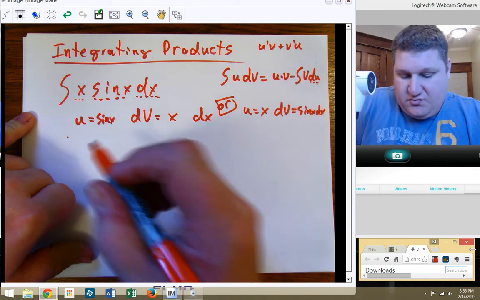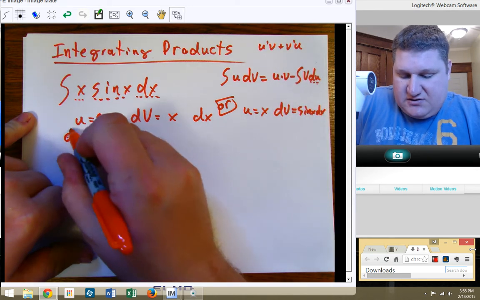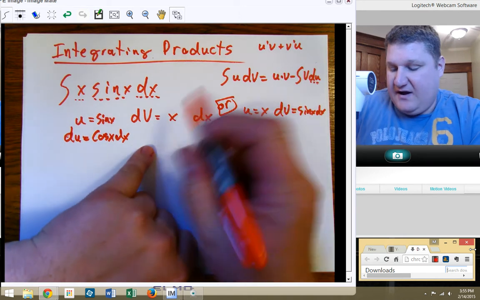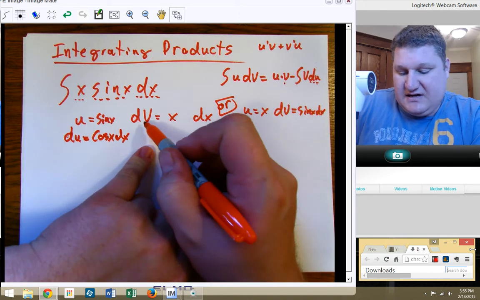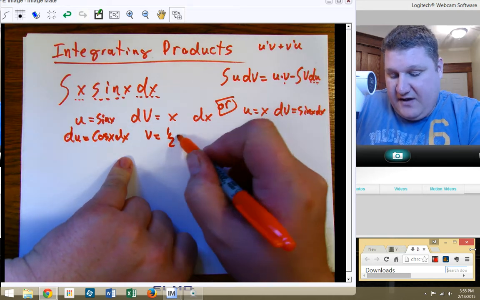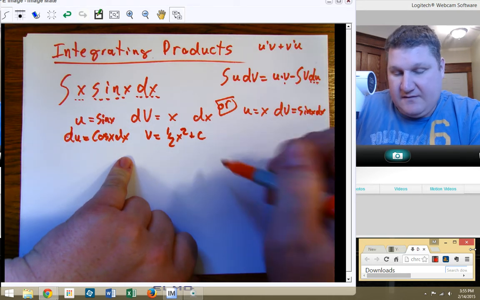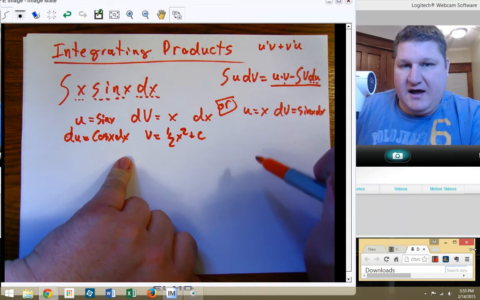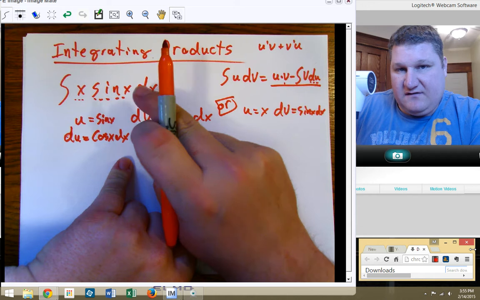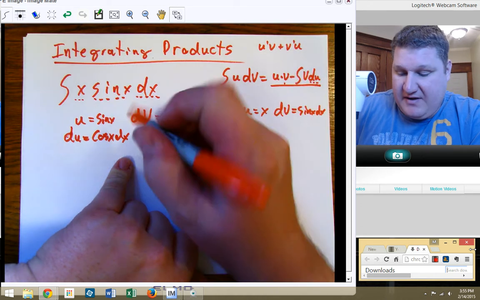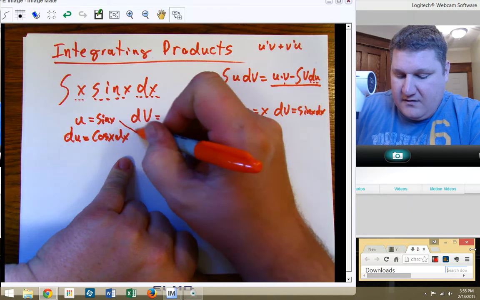If I attempt to use u as sine x and dv as x dx, I'm going to need a differentiation, a du. So to find du, that's going to be cosine x dx. If I need a v, that means I need to integrate this side. V is going to equal 1/2 x squared plus c. The whole point of this pattern is to integrate something that we can't otherwise integrate, just like differentiation uses that pattern for a product rule.